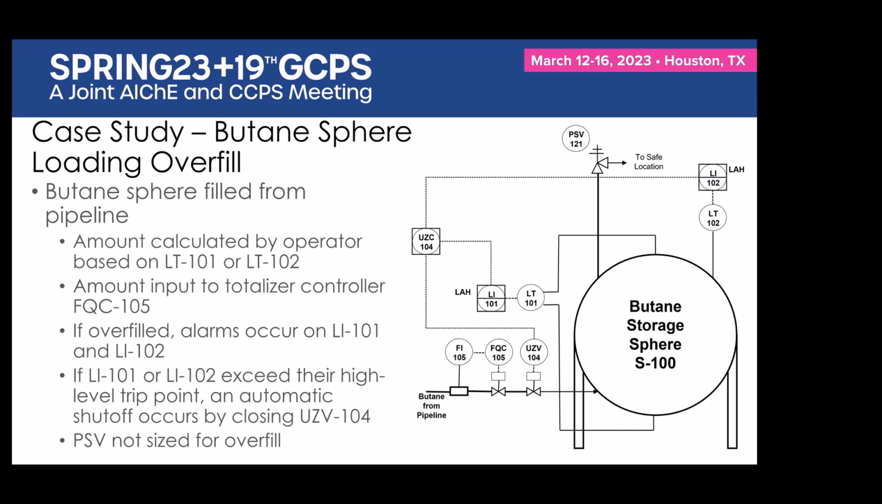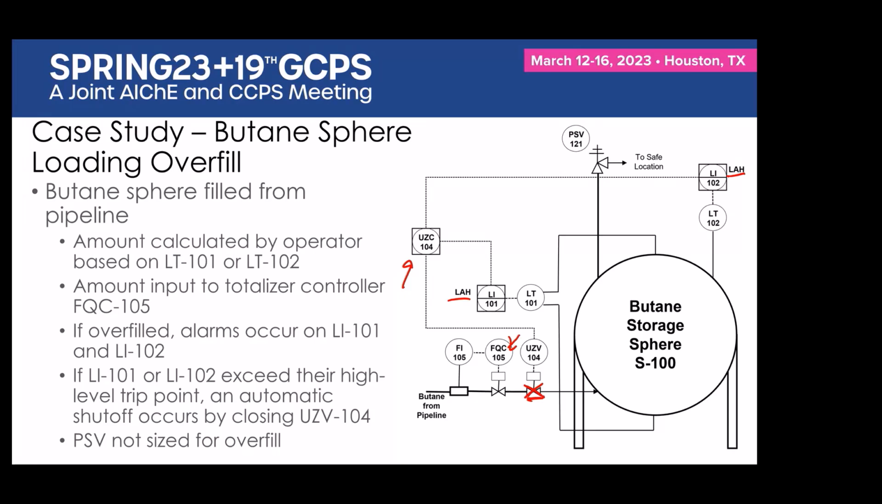When they hit start, it's going to open up this valve here, and you start filling material into the butane storage sphere from the pipeline. Now, if something goes wrong, there are high-level alarms on both of these transmitters. And for both of those transmitters, if either of them shows a high level, I have a safety instrumented system that's going to close UZV104 and stop the overfill.